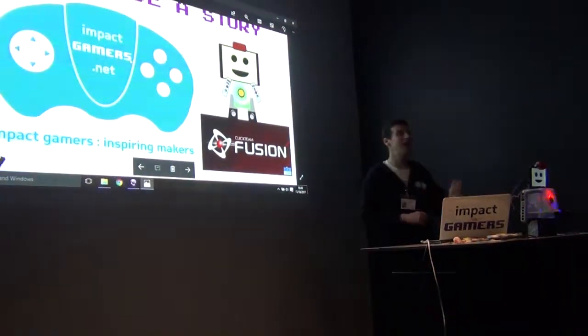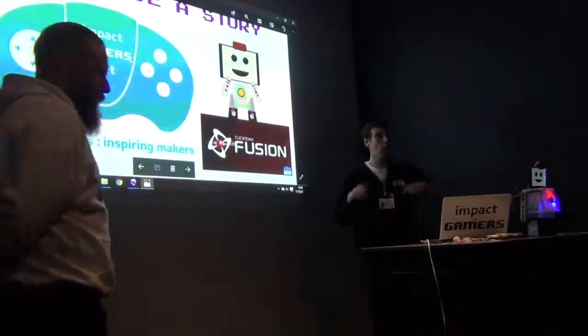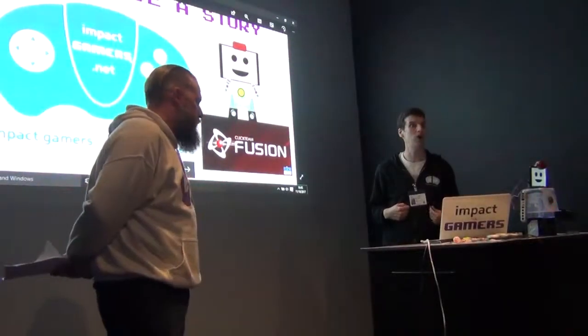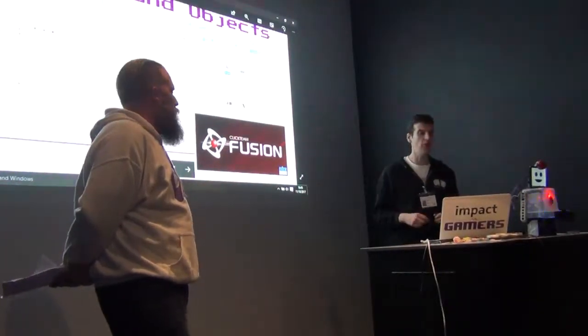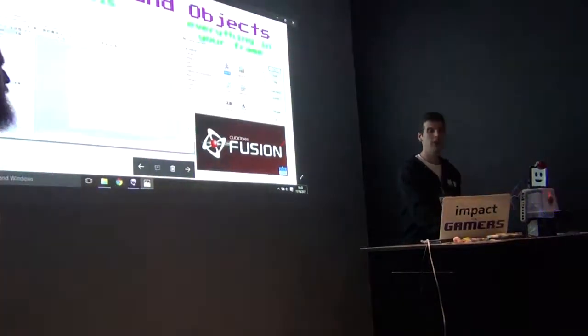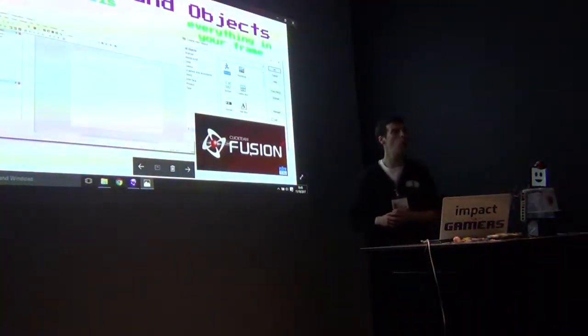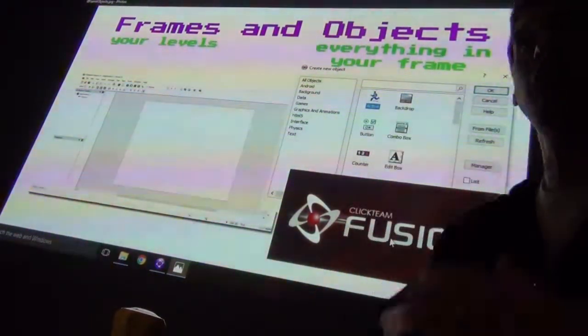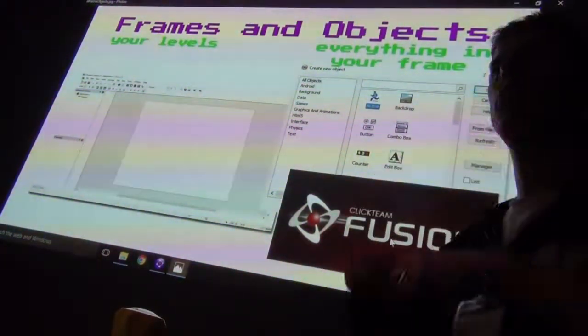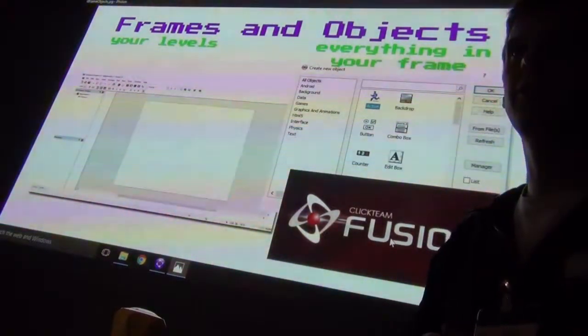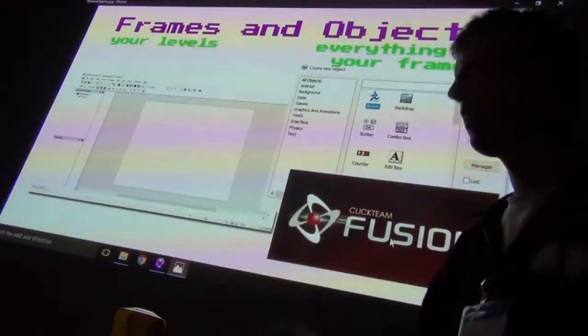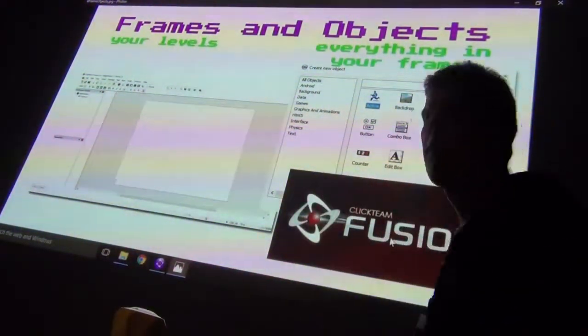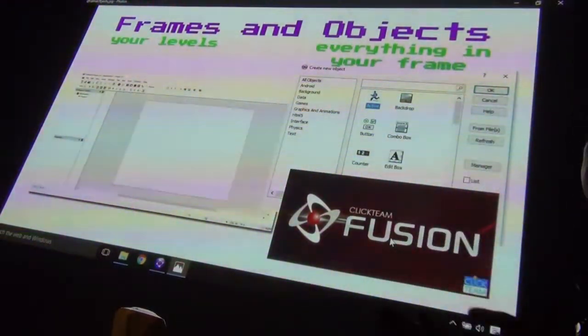So what we're going to do is each bit of the story, I'll try and teach you something about computer code. So the first thing, the program we use, Clickteam Fusion, when you make a level, it's called a frame. And you put everything into your frame. And the things you put into your frame are called objects. So can you say frame? Frame. Can you say object? Object. Fantastic. I think they're ready for the first bit.